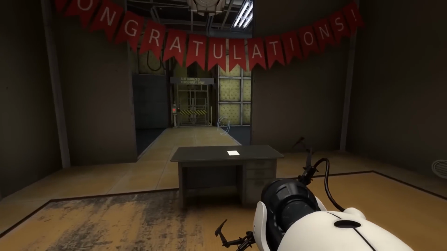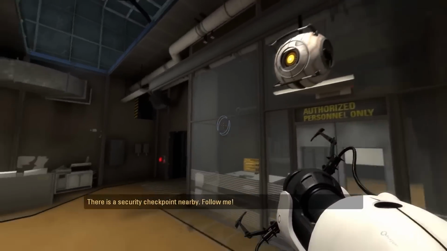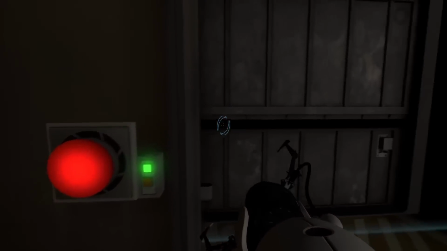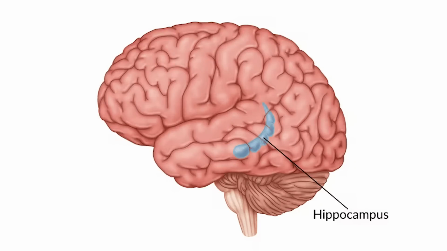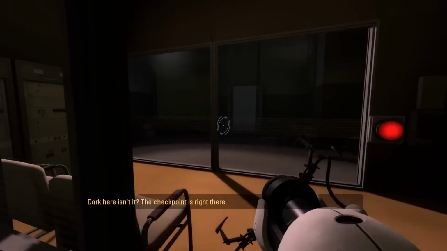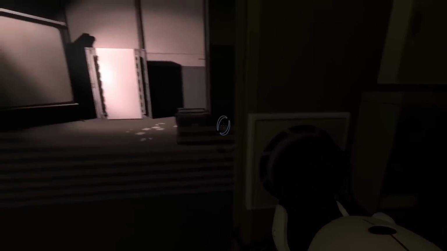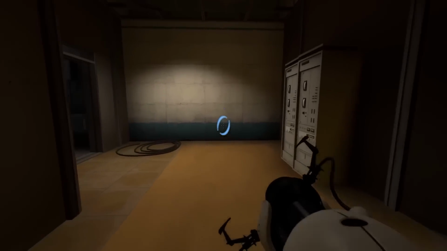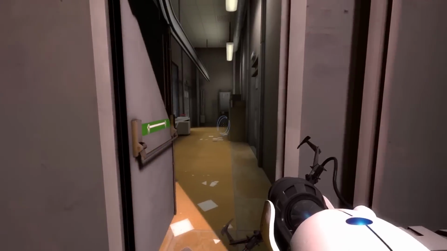Next in the evolutionary timeline is the paleo-mammalian complex, commonly known as the limbic system. This part of the brain evolved after the reptilian complex and is crucial for emotions and memories. It includes structures like the amygdala, hippocampus, and hypothalamus. The limbic system is responsible for emotional responses, forming memories, and basic drives such as hunger, sex, and parental behaviors. It helps mammals, including humans, to navigate complex social environments by processing emotions and forming social bonds.